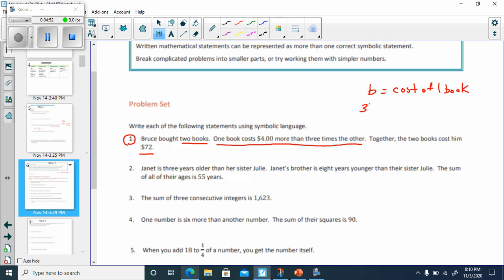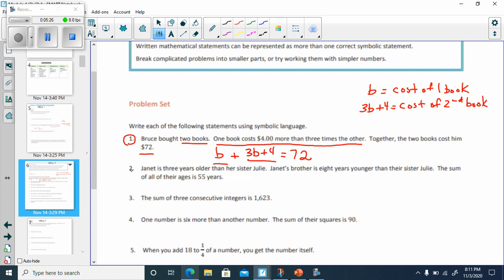The other book is $4 more than 3 times this one. So I would say 3 times the cost of this book plus 4. That's the cost of the second book, right? Okay. Together, they add up to 72. So B is the cost of one book. I want to underline it so you'll understand that's one of the books. Plus the cost of the other book is 3B plus 4, isn't it? That's the second book. Add together the first book plus the second book, and you get 72. Okay, there's the equation.